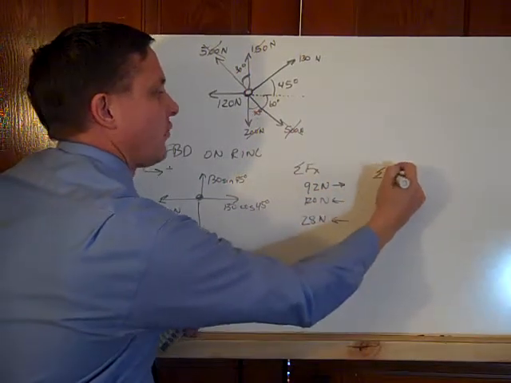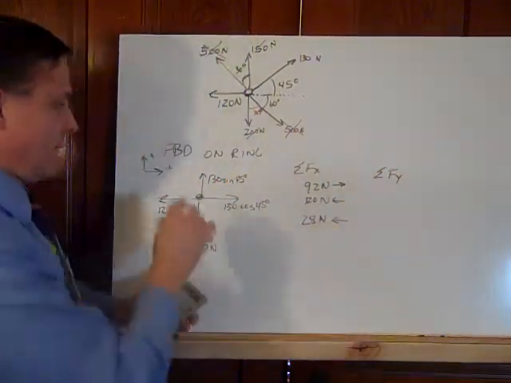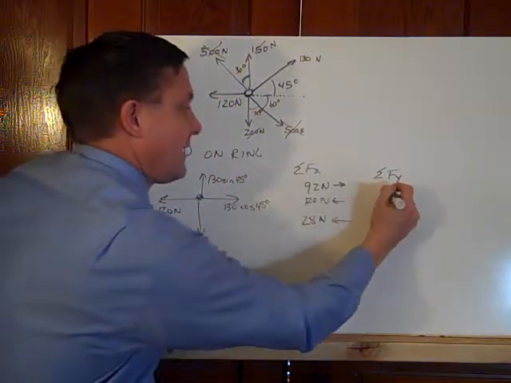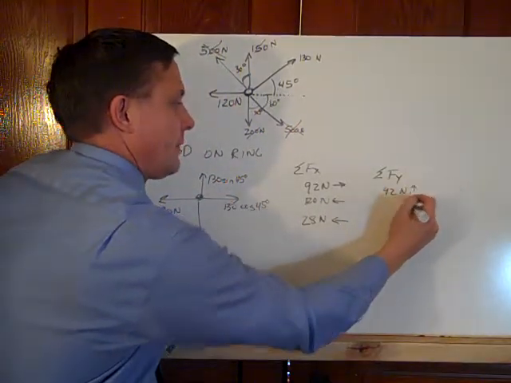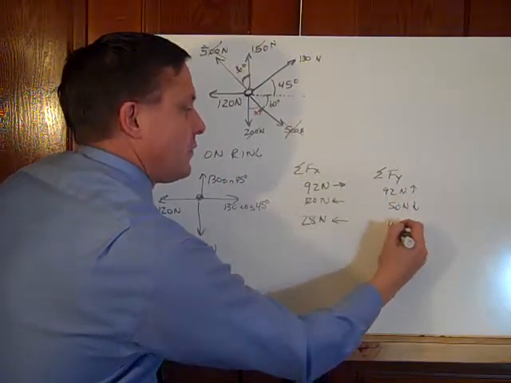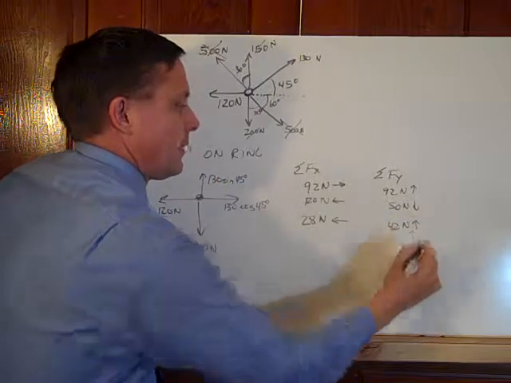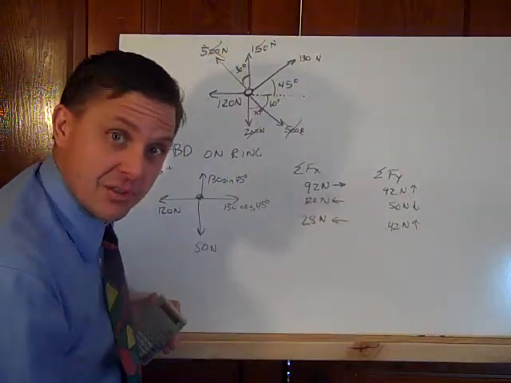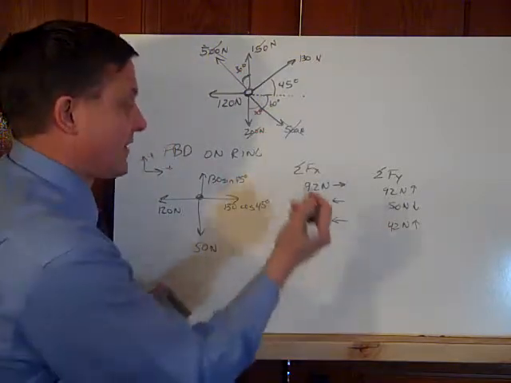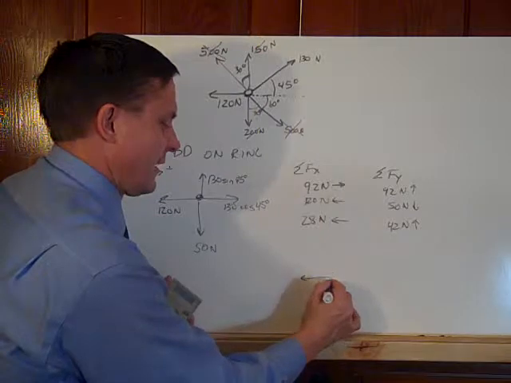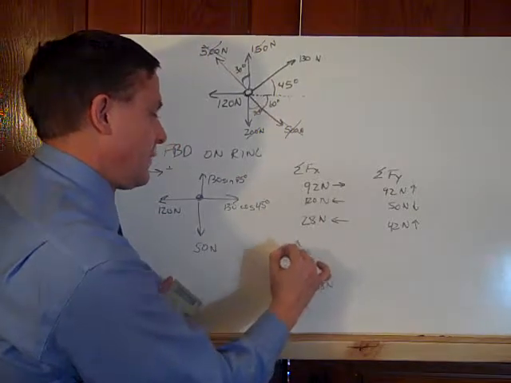Now when I sum the forces in the y, I know that this is going to be the same since it's 45, that's why I picked it. I have 92 newtons up, I have 50 newtons down, I have a resultant of 42 newtons up. Now these do not sum to 0. This is a dynamic condition. The ring is going to move. I asked what the net force was. Well, 28 newtons this way, 42 newtons this way.